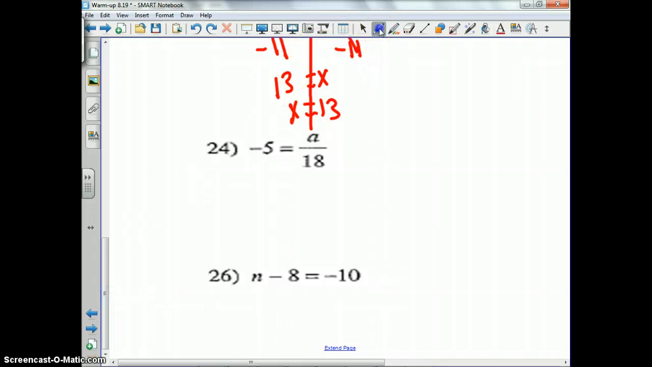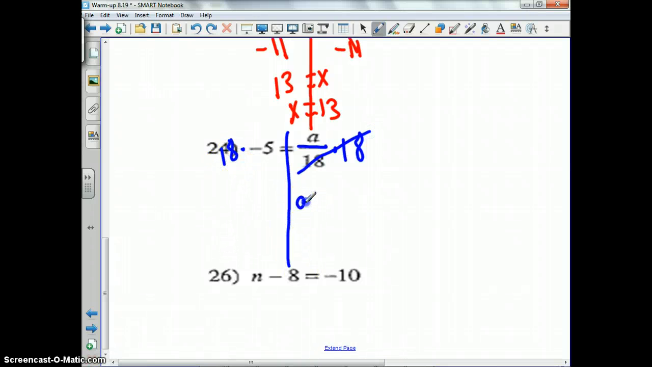Let's draw our line here. We have a over 18, that means a divided by 18. The inverse of division is multiplication, so we're going to multiply both sides by 18. And we do like to keep it beside instead of underneath the fraction. It really belongs out here, as a whole number. So that reduces, that cancels.